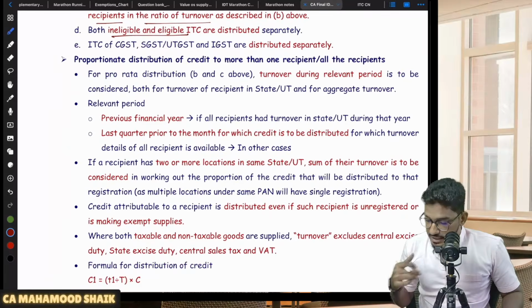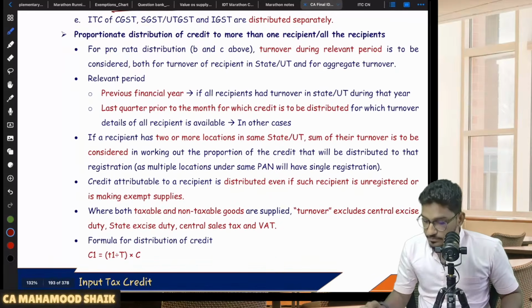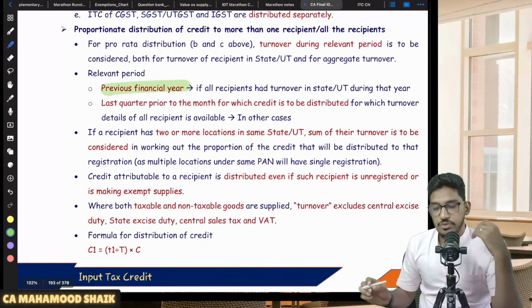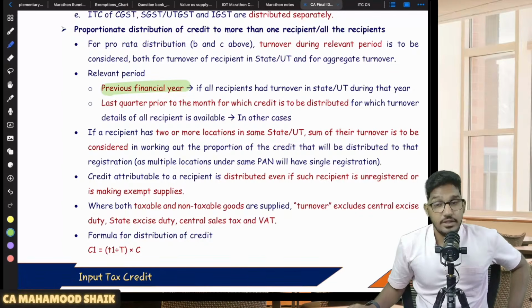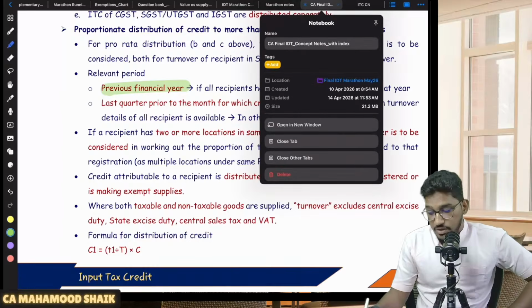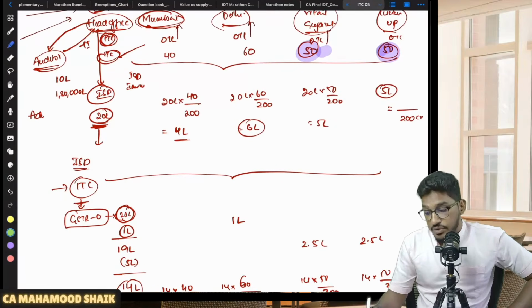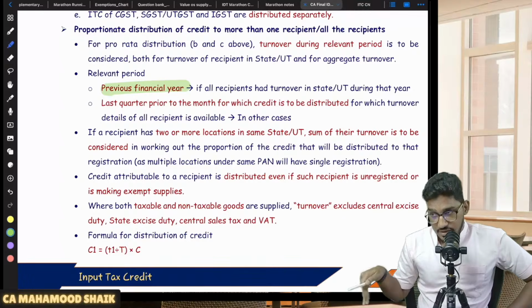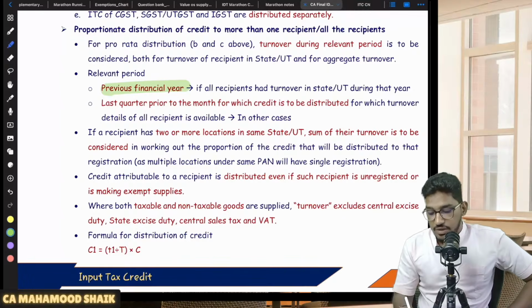Next. Thereafter, one more question will come. Sir, you are saying turnover, no? Which turnover I have to take? Sir, you are saying I have to apportion the ITC on the basis of turnover, but which turnover I have to take? Monthly turnover, quarterly turnover, yearly turnover, this year, last year? Which turnover I have to take, sir?